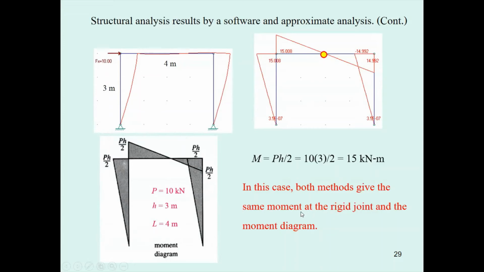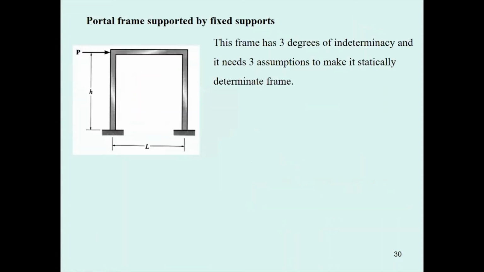And then when you do the moment diagram, you also can get the same value of moment diagram. Now we move to the frame with the fixed support. Now we have 3 degrees of indeterminacy. That means we're going to need 3 assumptions. What are the 3 assumptions?